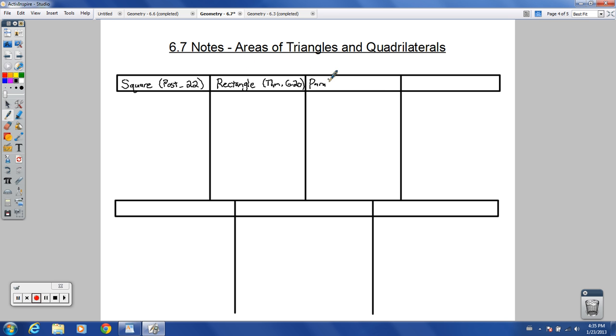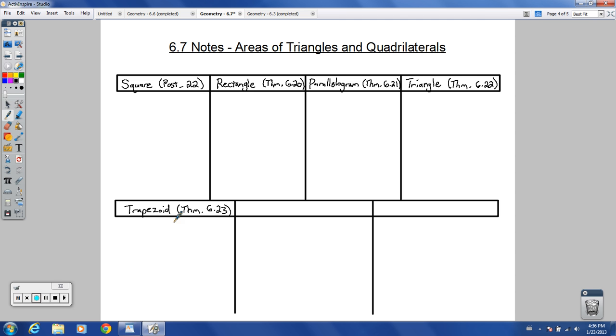Parallelogram. There's an area formula for that. There's an app for that, yes. Theorem 6.21. A triangle. We've learned about triangles before, so a little review of that. Theorem 6.22. A trapezoid. There's a formula for that too. Theorem 6.23.